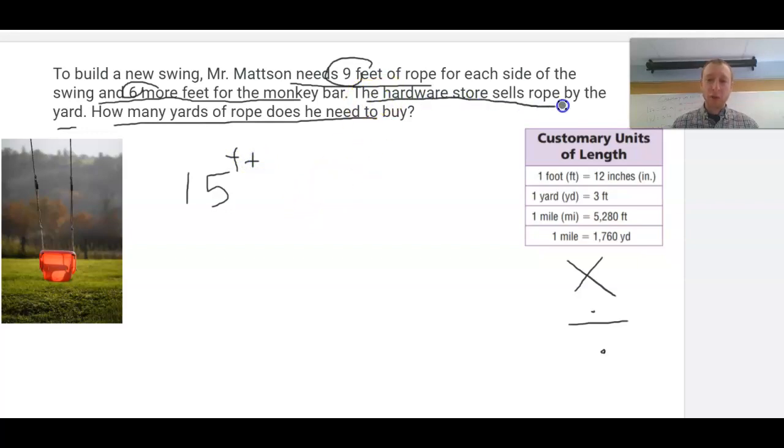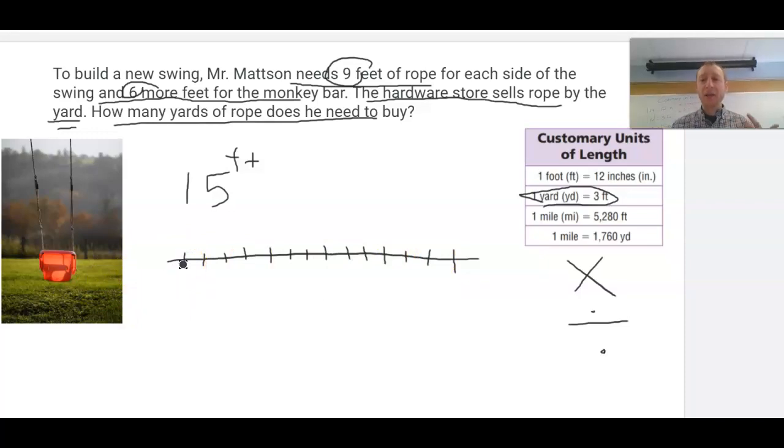Unfortunately, the hardware store sells rope by the yard, so he can't go in there and ask for 15 feet. He's got to go in there and ask for yards. How many yards is that? Well, let's see. 1 yard equals 3 feet, right? So if he's got a rope here that's 15 feet, let's just count them out. 1 foot, 2, 3, 4, 5, 6, 7, 8, 9, 10, 11, 12, 13, 14, 15. So he's got 15 feet here, right? Each one of these sections equals a foot.